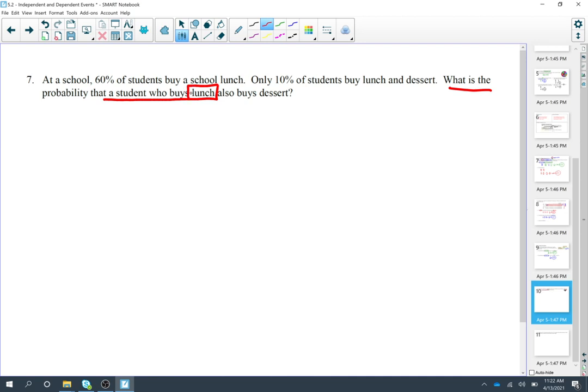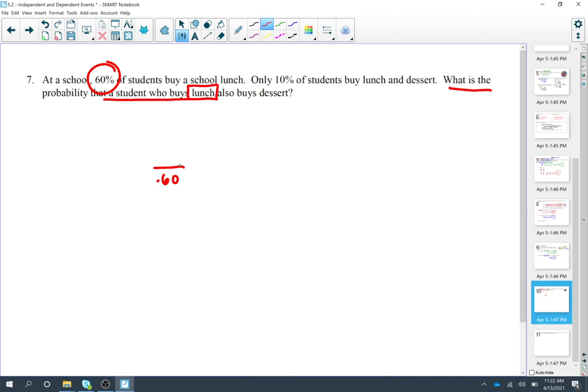So we're not talking about all the students here. We're only, first of all, going from the pool of students who are buying a lunch, which tells us is 60%. So I know that my denominator is going to be, okay, well, I'm only talking about 60% of the students, so that's going to be my denominator of 0.60.